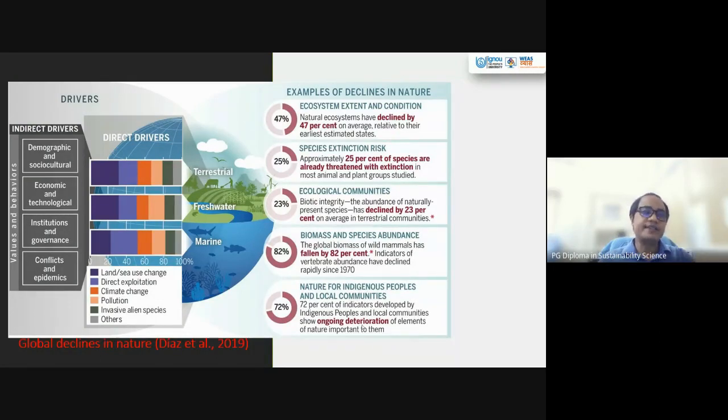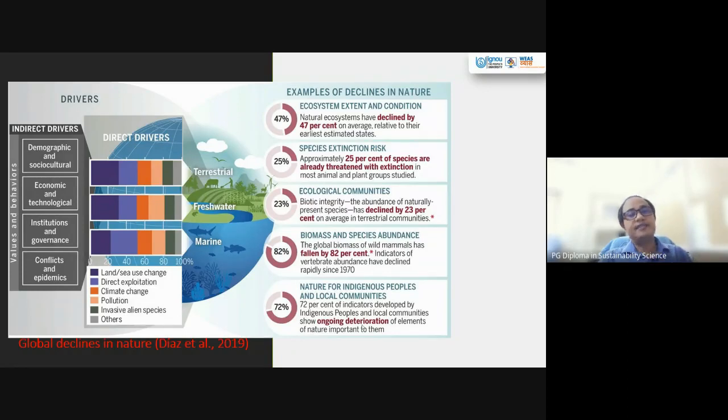This is exactly shown in this publication, Global Declines in Nature by Diaz et al. In this figure, we will find the indirect drivers: demographic and sociocultural, economic and technological, institutions and governance, conflicts, and epidemics. Today we are having epidemics, issues of the global pandemic and all these things. These are the indirect drivers.